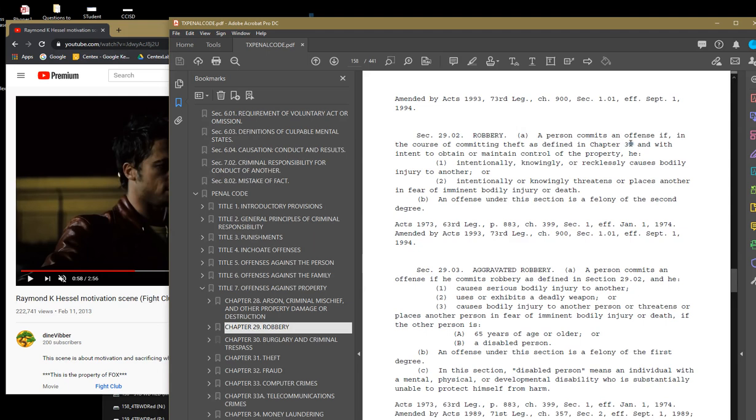So let's look at robbery under the actual offense, 29.02. A person commits an offense if, in the course of committing theft as defined in Chapter 31 with intent to obtain or maintain control of the property, he does one of the following. Before we look at these, if you are new to the Penal Code and you don't know what theft is, now would be the time to go to Chapter 31 and see what theft is.